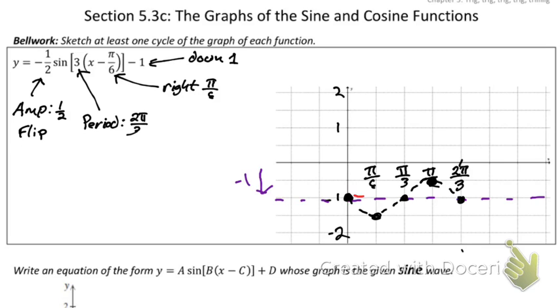But pi over 6 units is just 1 tick mark. So I move everything over 1 tick mark. And that's my final graph. It is shifted down. It's flipped. The amplitude's 1/2, and it shifted right pi over 6. I can check all of that right there, so I can be 90-some% sure I did it correct.